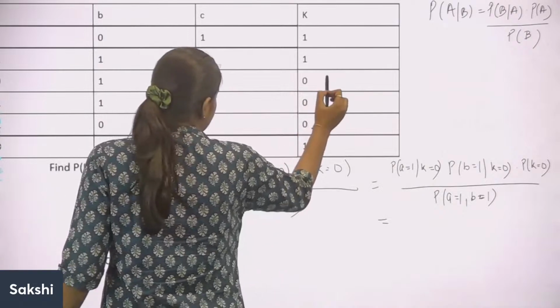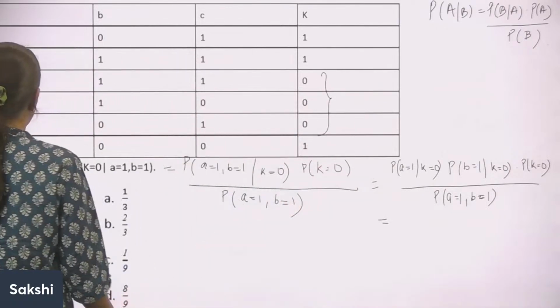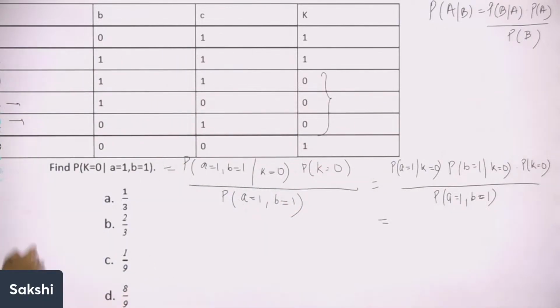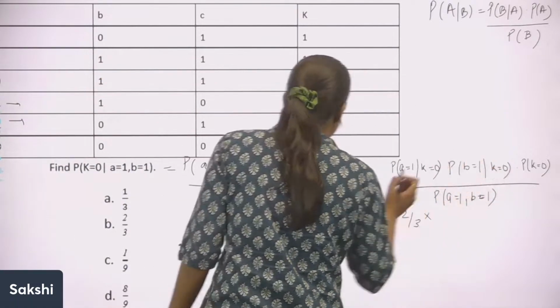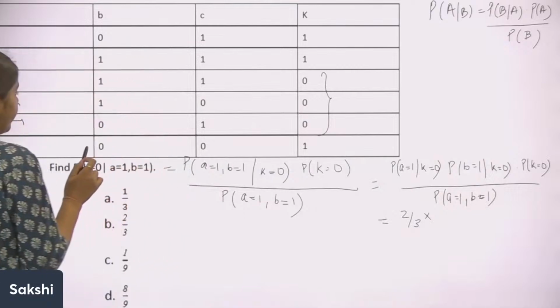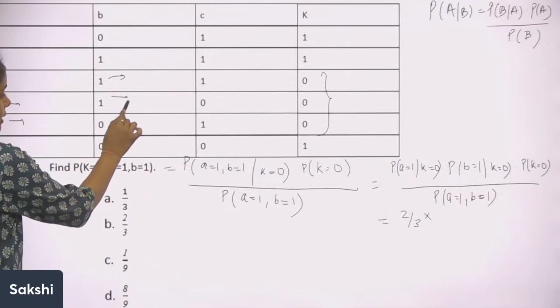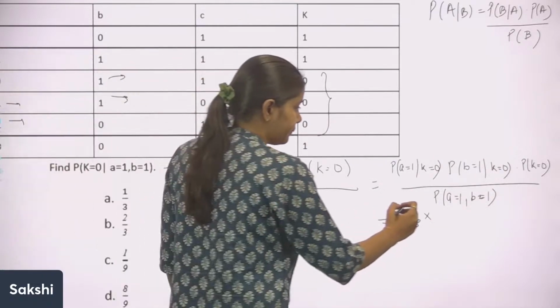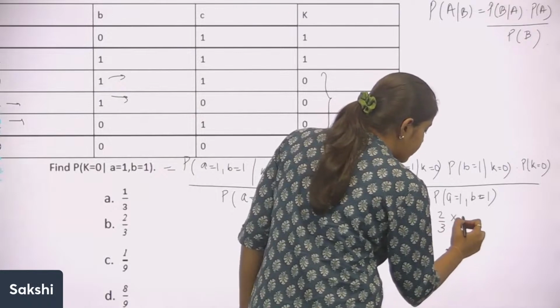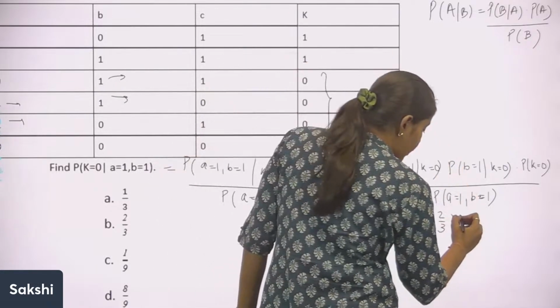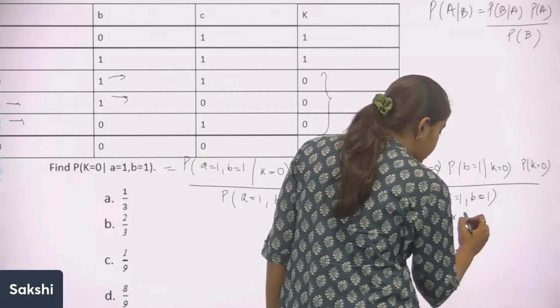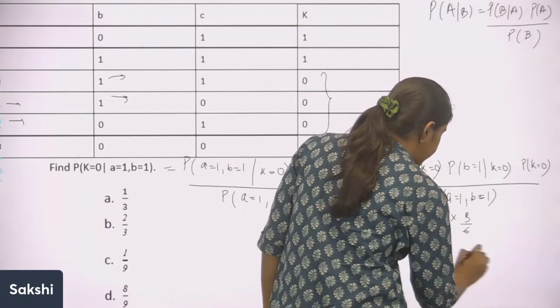When k is 0, in these three examples, what is the probability of a being 1? I am getting 1 in two cases. So that means probability would become 2 by 3. When k is 0, what is the probability of b being 1? So I am getting 1 in two cases. So 2 by 3. What is the probability of k equals 0? Out of 6 cases, I have 3 zeros. Right? Out of 6 examples, I have 3 examples of 0. So this would become 3 by 6.